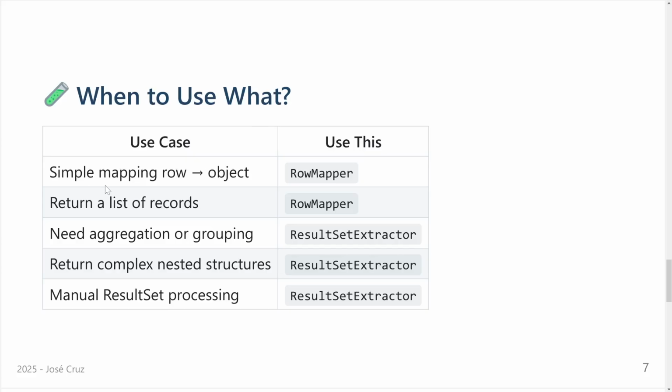So when to use what? If you want simple mapping, a row mapper, or return a list of records, of course you want a row mapper, because you want to process each one of the rows and create our entities. But if you need to work on the result set before returning anything, so if you need aggregation or return complex nested structures, or we want to do some manual result processing, of course the result set extractor is better.